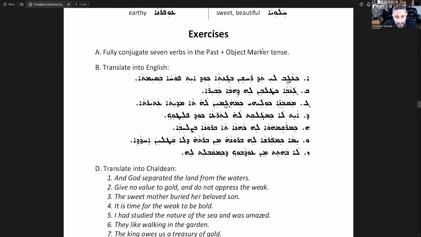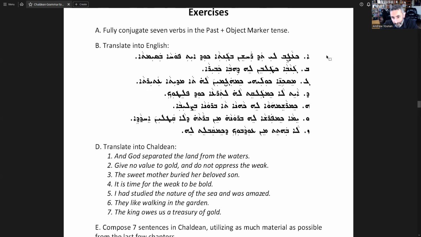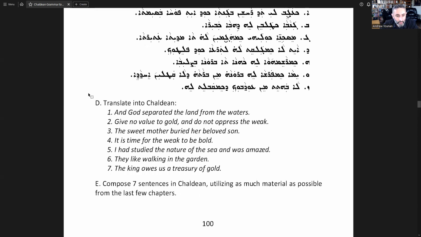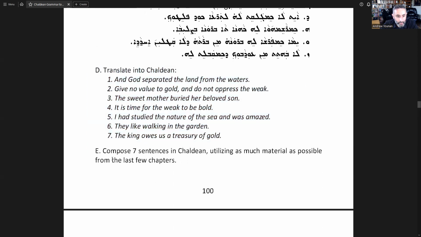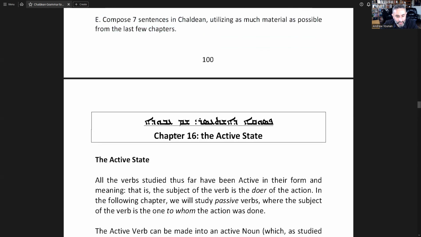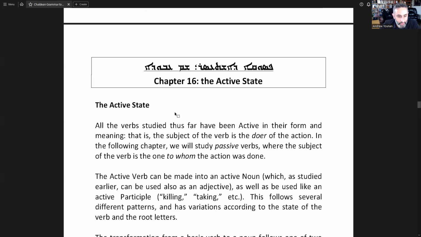Okay, conjugate, translate. And so on. Translate into Chaldean. Be careful when you do things like he owes us. Compose seven sentences. Use as much as you can. It's going to get easier from this point on. The last few chapters are less complicated than the ones we just went through.